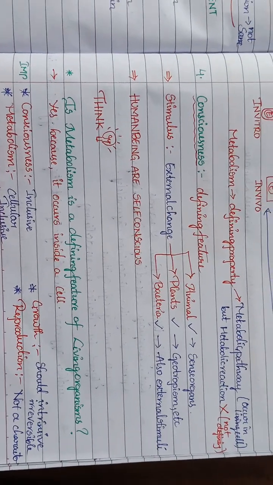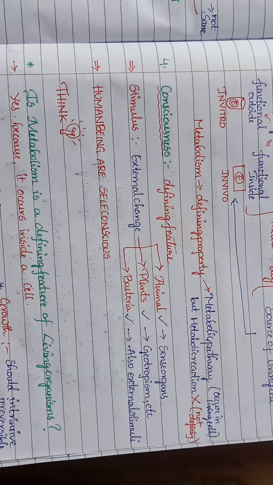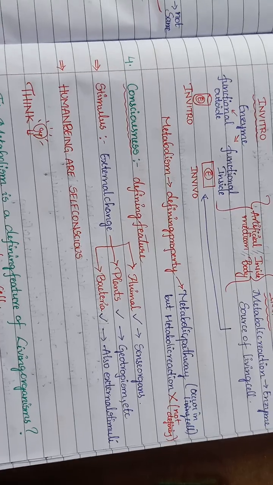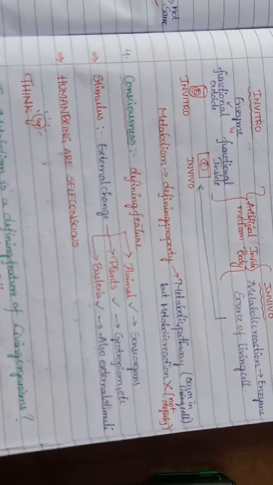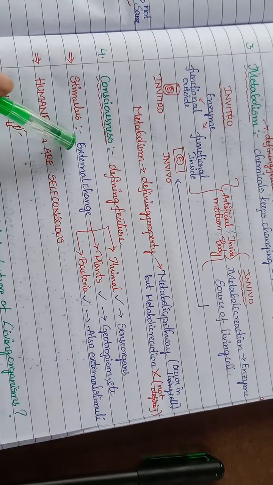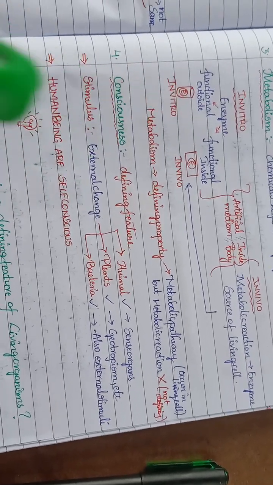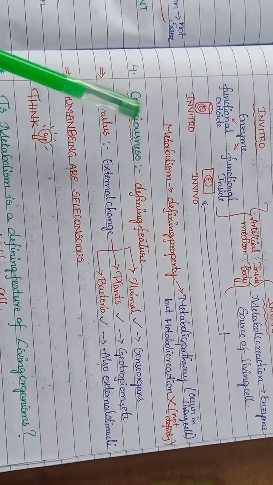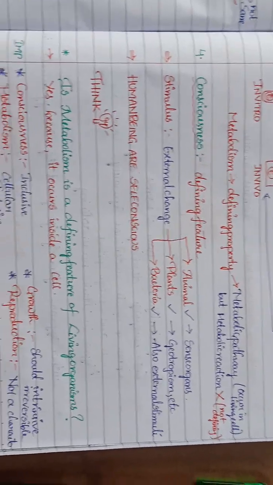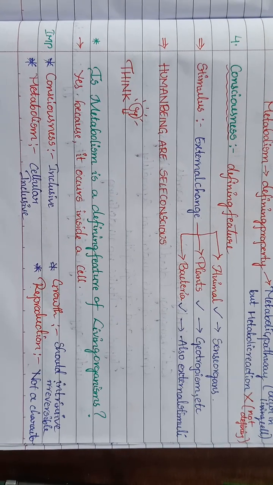Okay, and we have a special character, that is self-consciousness, which is not available for every organism, only for human beings. Okay, so the person who is living has consciousness, but the person who is dead doesn't have consciousness. So it is also a best defining character or feature of living organisms. Now think about this. Is metabolism a defining feature of living organisms?